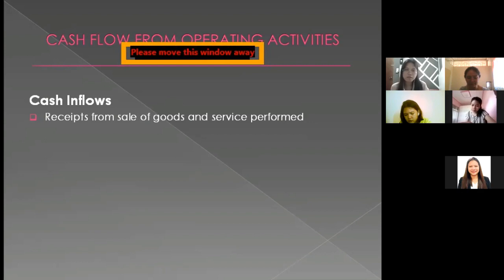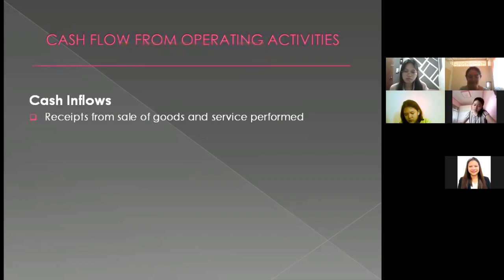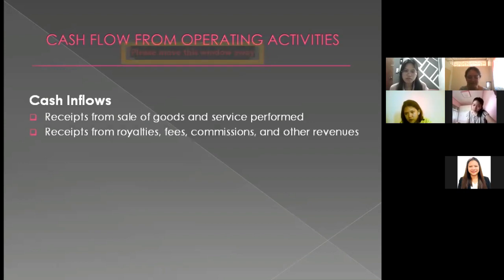So, lahat ng pera na pumapasok sa company dahil nakabenta sila ng goods or nag-perform sila ng service, that is inflow under operating. Next is receipts from royalties, fees, commissions, and other revenues. Ito yung mga kinitang pera mula sa iba pang pwedeng pagkuhanan ng kita ng business. More likely, ito yung revenues ng business.